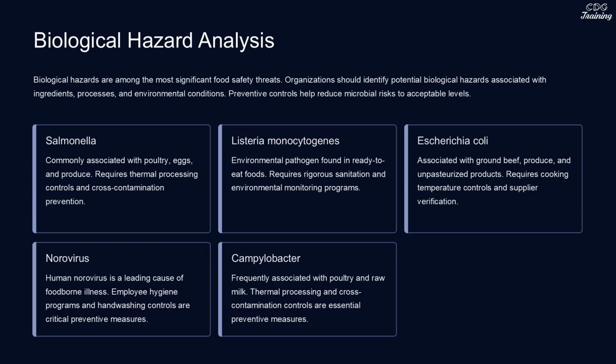Commonly associated with poultry, eggs, and produce, Salmonella requires thermal processing controls and cross-contamination prevention. Listeria monocytogenes requires rigorous sanitation and environmental monitoring programs. Escherichia coli requires cooking temperature controls and specific interventions. Norovirus, a leading cause of foodborne illness, requires employee hygiene programs and hand-washing controls. Campylobacter, frequently associated with poultry and raw milk, requires thermal processing and cross-contamination prevention.